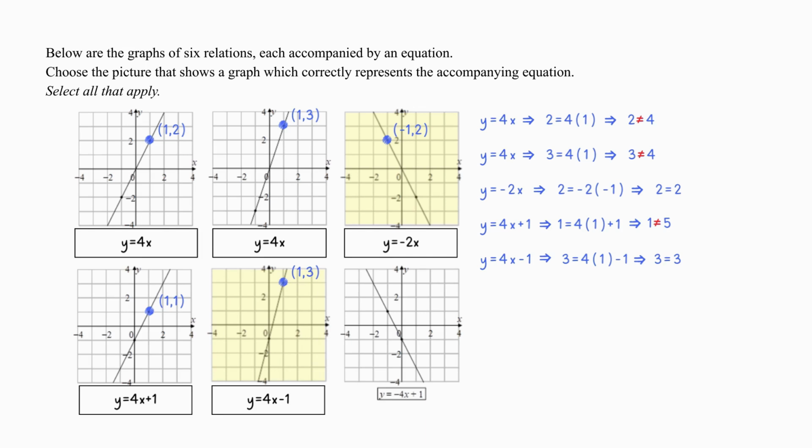The last function we have is y equals negative 4x plus 1. Let's test the point 0, negative 1. Negative 1 equals negative 4 times 0 plus 1. Negative 1 is equal to 1. The function doesn't belong to the graph as both sides are not equal. Ready for the next question? Let's go.